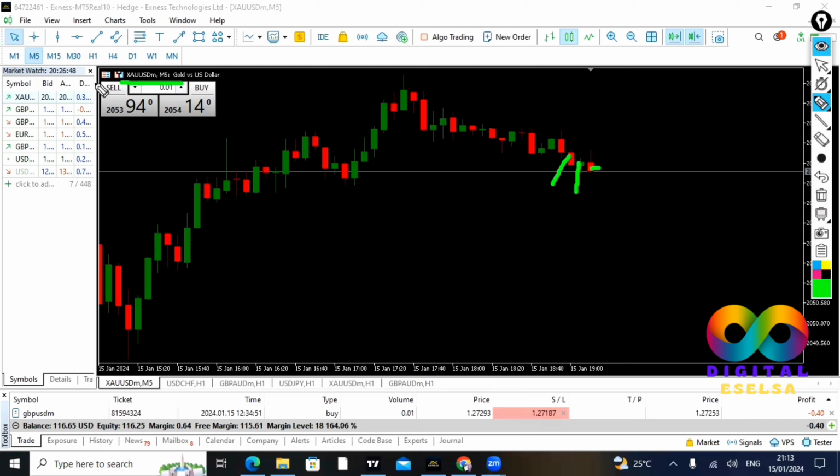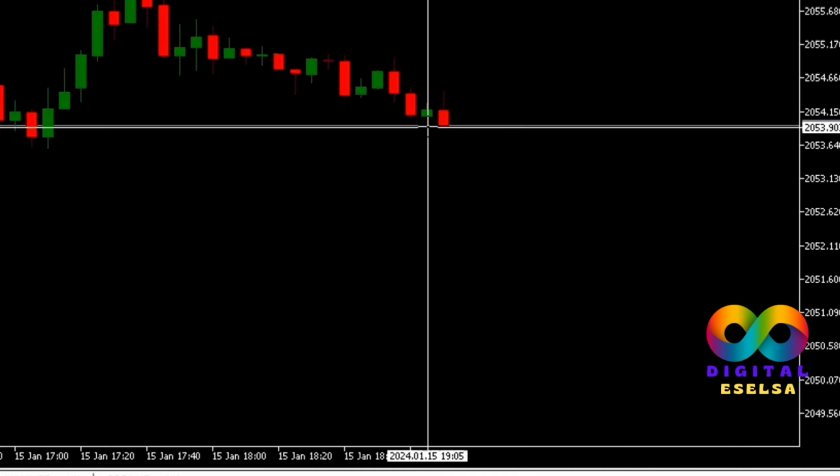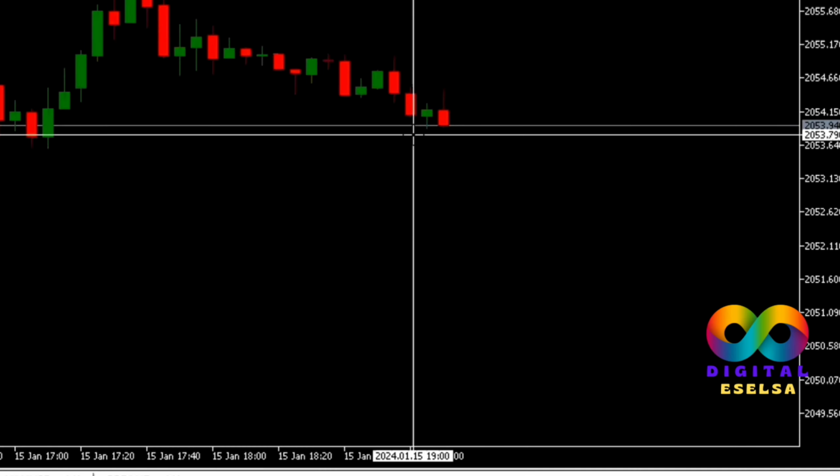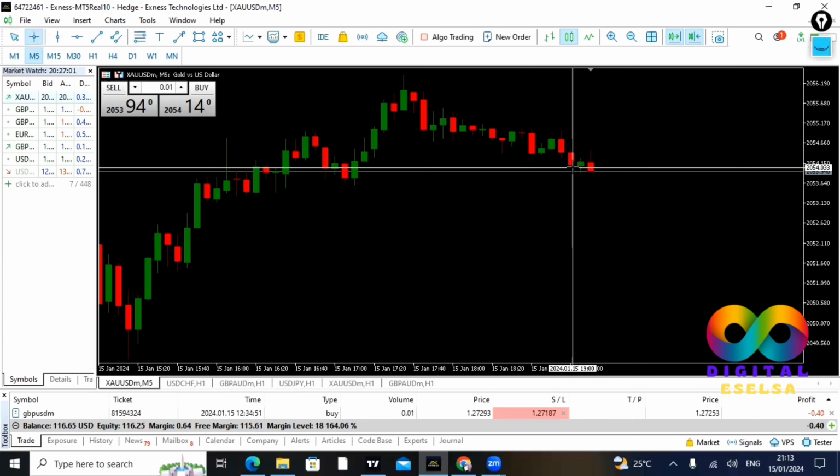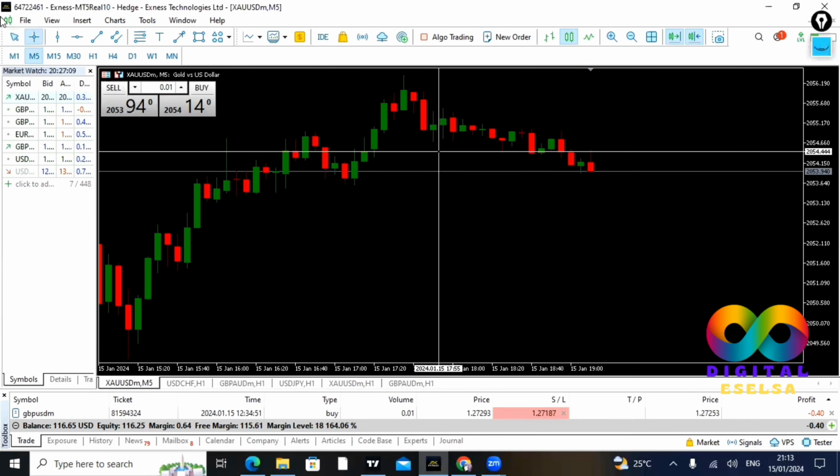This one here formed in 5 minutes. If I bring my cross share, this cross share here, I will also show you so that you see. If I bring this close, you see that this candle was formed by 1915. This one is 1905. Are you getting it? Why this one is 1900? So after 5 minutes, the market will open and close within 5 minutes.